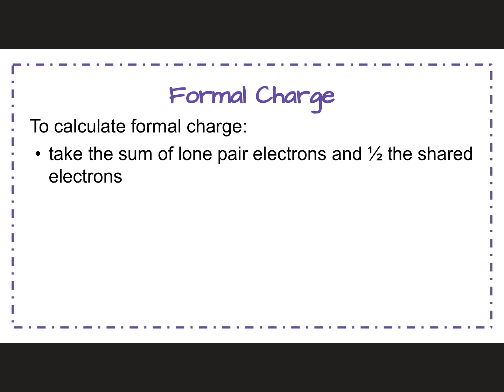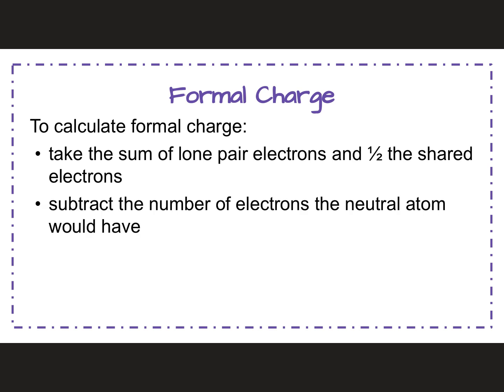I'm going to take a moment to teach you a tool that you can use to help you evaluate your Lewis structures, and that's something called formal charge. So formal charge is used to assign the charge on individual atoms within a compound. To calculate the formal charge for a particular atom, you're going to take all the lone pairs and half of the shared electrons, and you're going to add all of that up. Then you're going to subtract the number of electrons that the neutral atom would have.